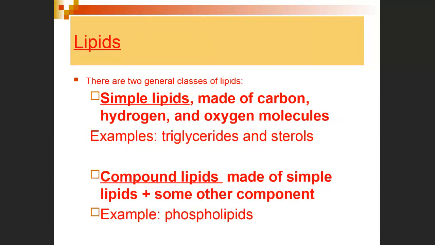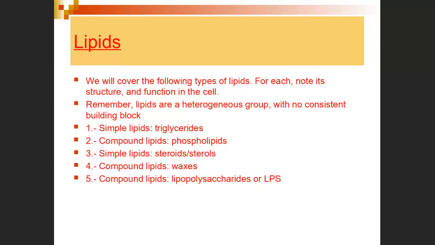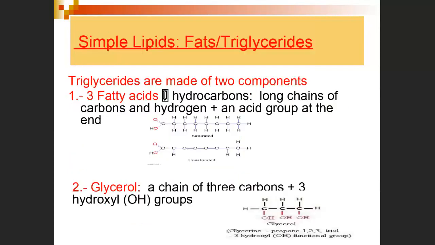There are two basic types of simple lipids, which are your carbon, hydrogen, and oxygen molecules, like triglycerides and sterols. And then we have compound lipids, which is a simple lipid with something else attached. The one that we're going to look at are phospholipids. So, simple lipids are made of a glycerol with 3 fatty acids attached to them.